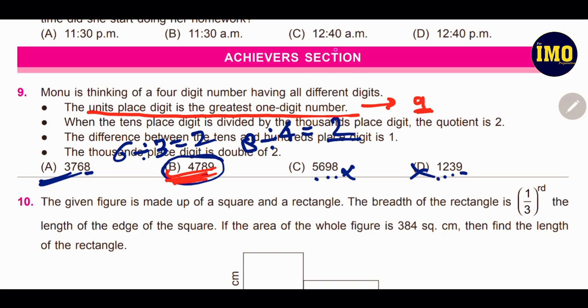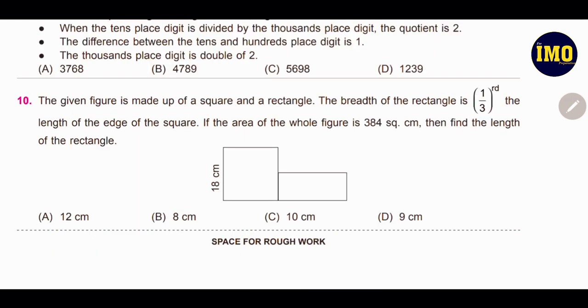Now move to the next question. The figure is given, made of a square and a rectangle. This side is 18, this is also 18. The breadth of the rectangle is 1/3 the length of the edge of the square. It means 1/3 of 18 is what? 6. So this is the breadth.